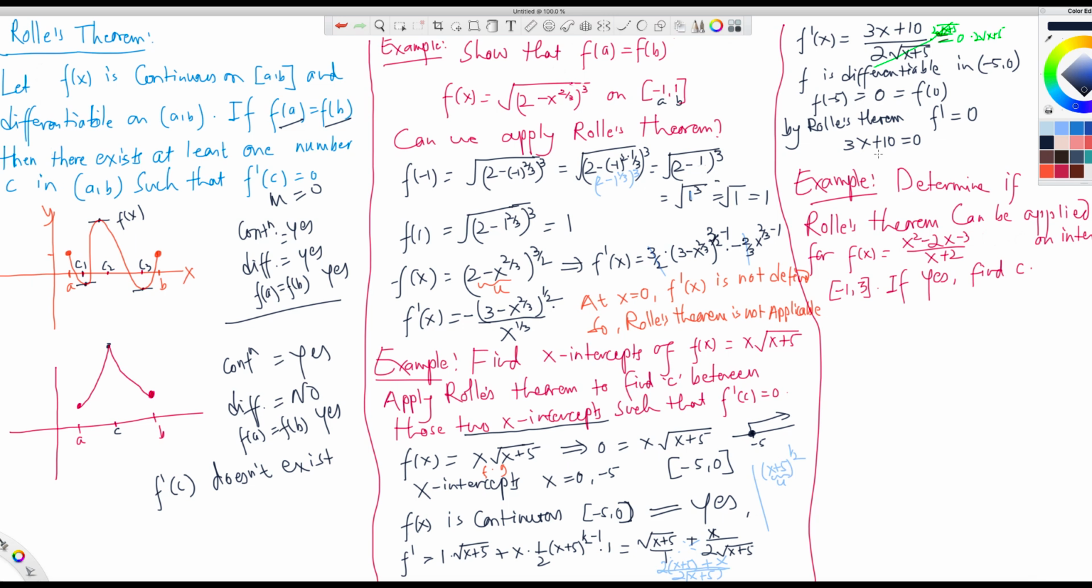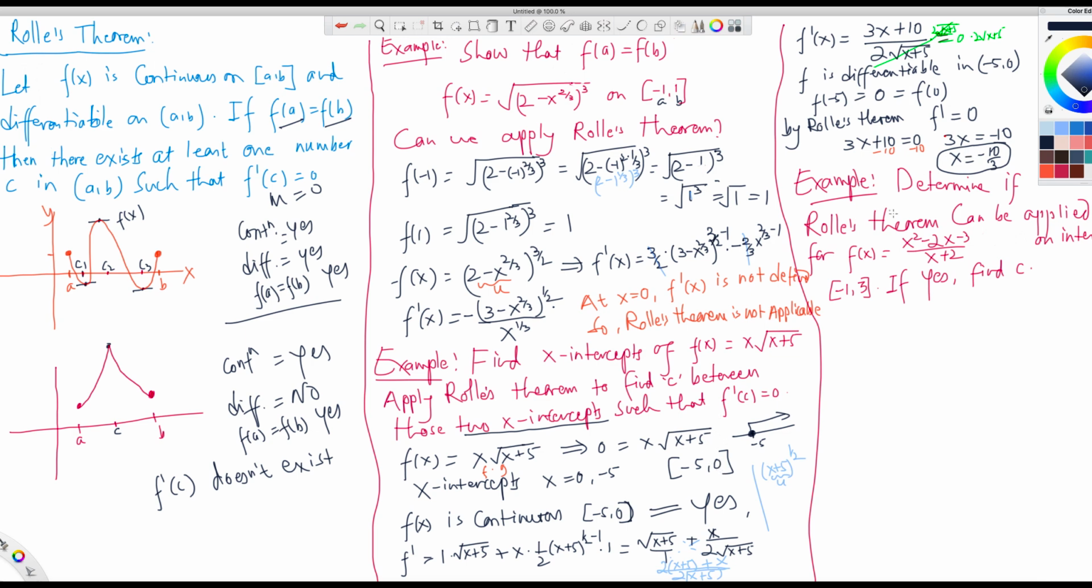If you subtract 10, you will get 3x equals negative 10. So what is x? You divide by 3. You will get x equals negative 10 thirds. So that is basically the c value. So c is negative 10 thirds. This point, c equals negative 10 thirds, lies between negative 5 and 0 as well, right? So this is the value that we were looking for.